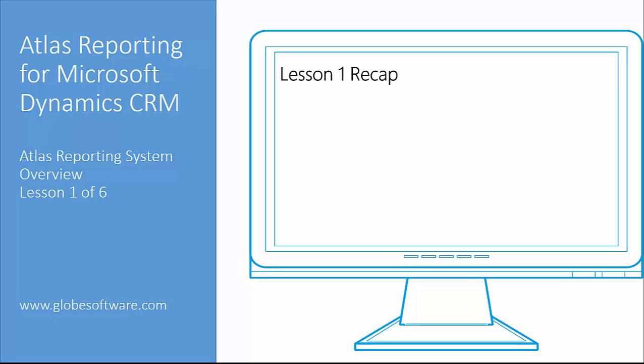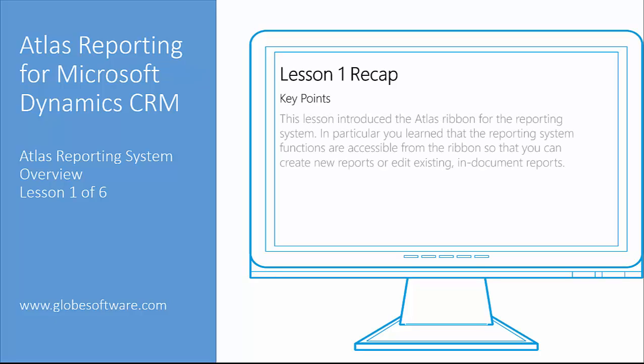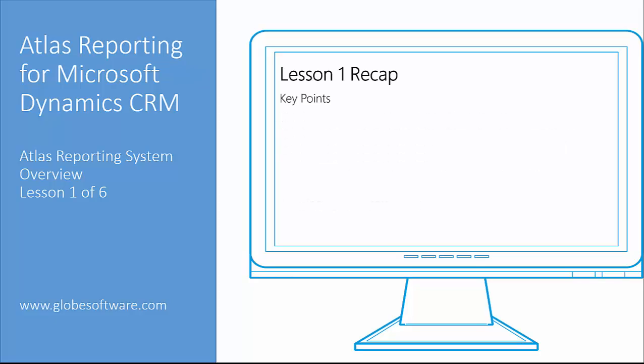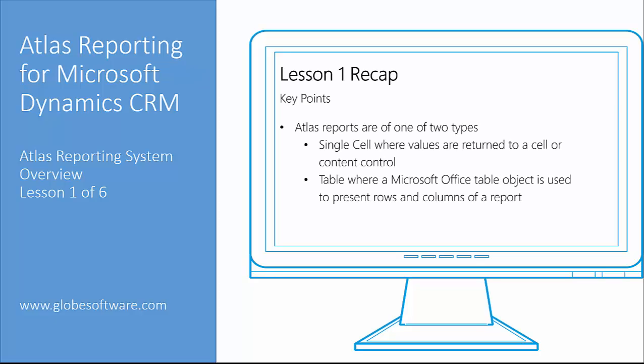Lesson 1, Key Points. This section introduced the Atlas ribbon for the reporting system. In particular, you learned that the reporting system functions are accessible from the ribbon so that you can create new reports or edit existing in-document reports. Additionally, we also covered that Atlas reports are one of two types. Single cell, where values are returned to a cell or content control, or a table, where a Microsoft Office table object is used to present rows and columns of a report.